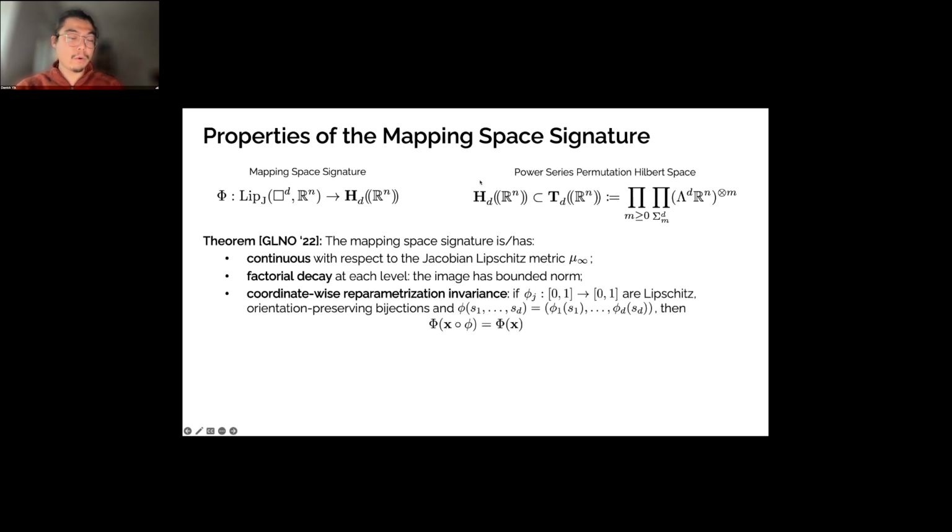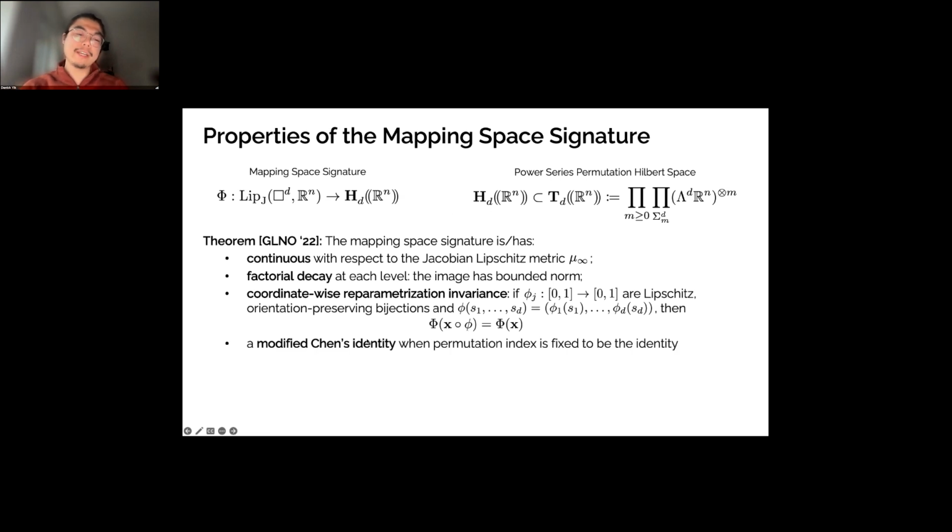It's coordinate-wise reparametrization invariant. Recall from the path signature that this was one of the important properties in terms of applications. So in this case, if we reparametrize each coordinate independently by these phi j's, then the mapping space signature is also going to be invariant under this.